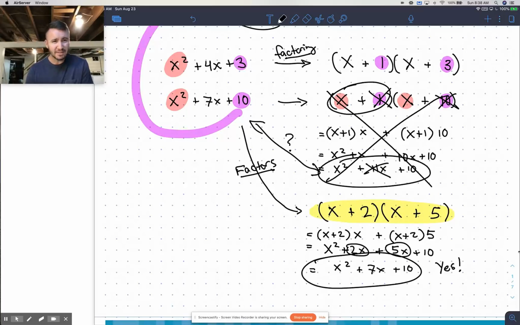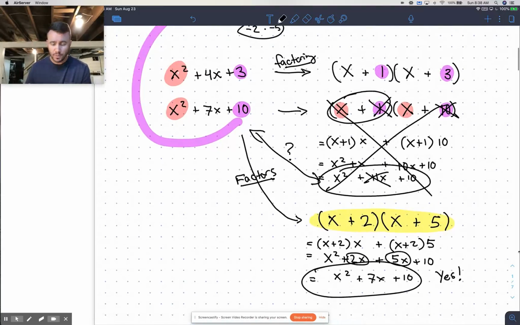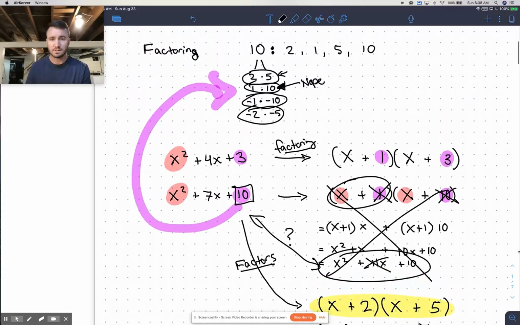So once again, I kind of used a guess and check method, but I didn't just try all the numbers in the world. How did I know which numbers to start with, or how did I know which numbers to try first? What I did is I took that last term, the 10, and I said, what numbers make up 10? Which factors are 10? And I only came up with these 4 options: 2 times 5, 1 times 10, -1 times -10, and -2 times -5. So you only really have 4 things to choose from.